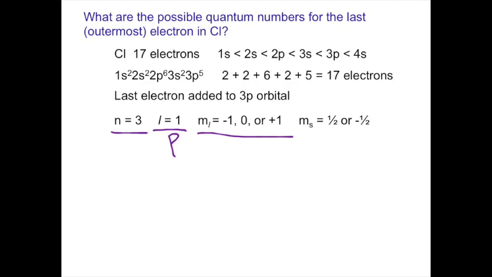Now, then you always have to include the spin quantum numbers, -1/2 or +1/2, because without it, you wouldn't be able to put 2 electrons into an orbital. So, this answers the question. What are the quantum numbers for the last electron in chlorine, or the highest energy electron in chlorine?